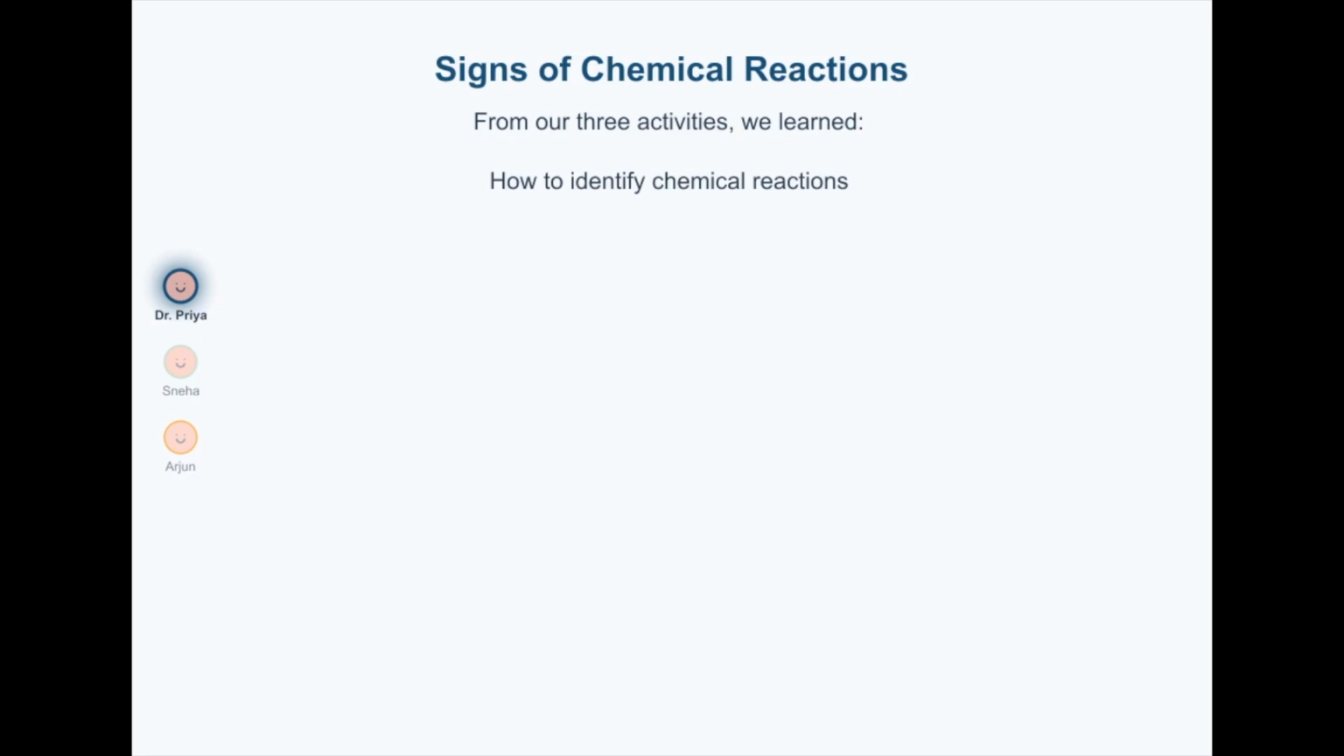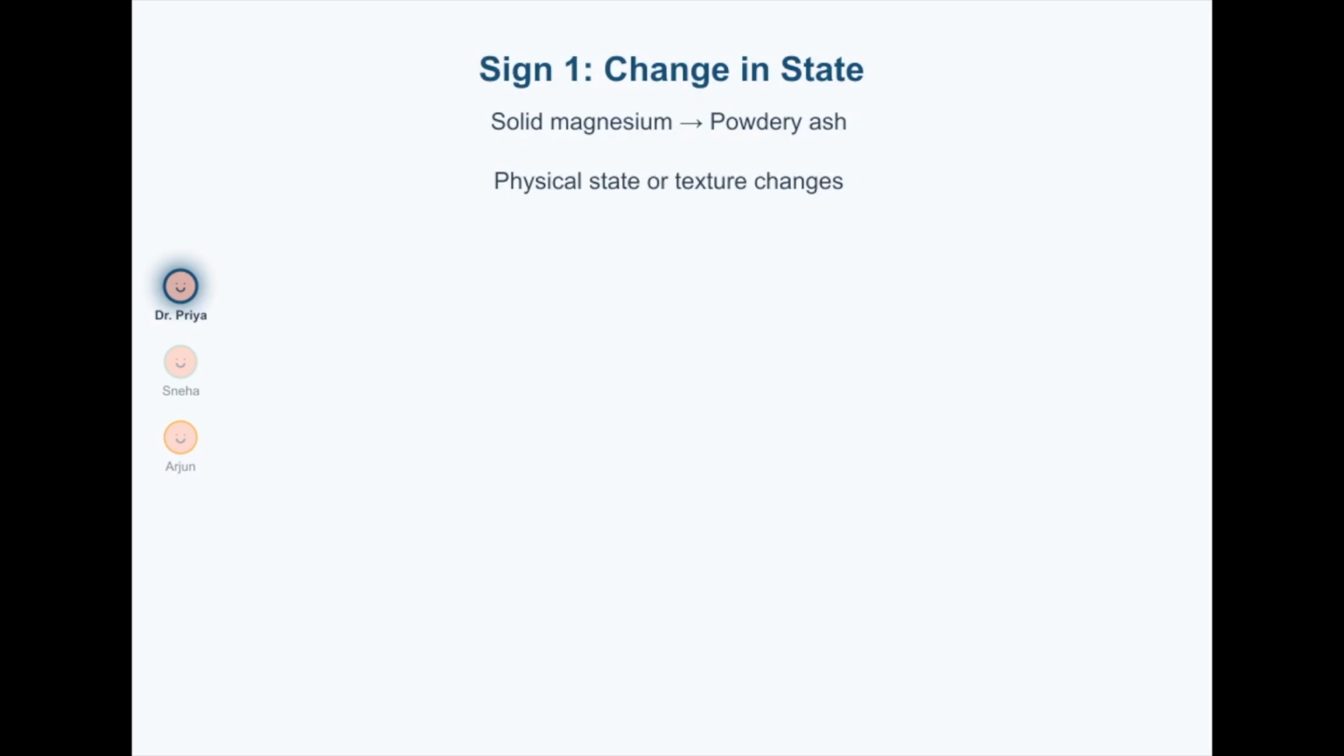From our 3 activities, we have learned the key signs that tell us when a chemical reaction has taken place. First sign: change in state or physical form. The solid magnesium ribbon became powdery white ash with completely different texture. Second sign: change in color. Our clear solutions produced a bright yellow precipitate, showing new substances were formed.